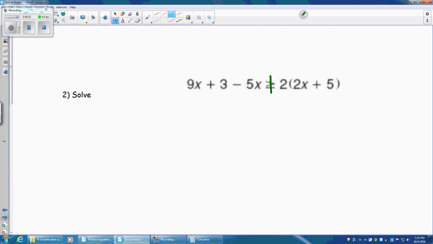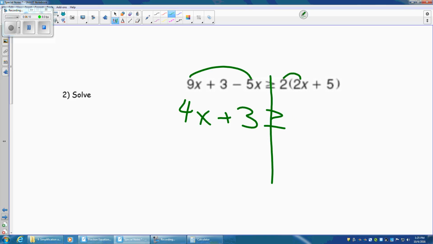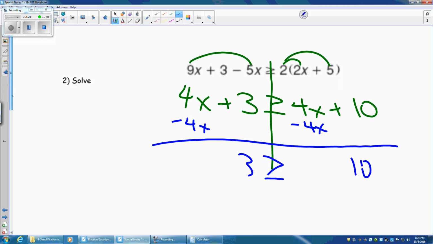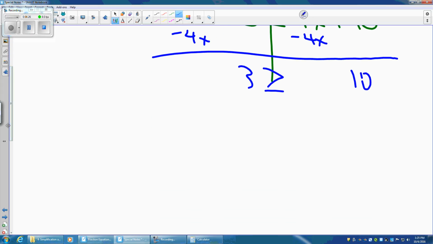I don't know what this is yet. I can combine these two x's to get 4x plus 3 is greater than or equal to 4x plus 10. I can see what it is going to be right now. I'm going to minus 4x's on both sides. And I'm going to get 3 is bigger than or equal to 10, which is ridiculous. 3 is not bigger than 10. 3 is much less than 10. So there is no solution. Okay?